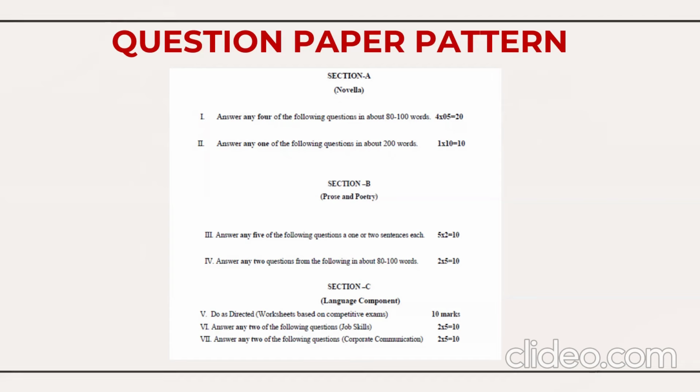Then the section C, here you have 3 important components. One is the exam edge, that's for the grammar, 10 marks questions in the form of MCQ. I have done a very special video on exam edge. So you can see all the videos and links in the description box. Then 5 marks, 2 questions from the topic job skills, and 5 marks, 2 questions from the topic corporate communication.